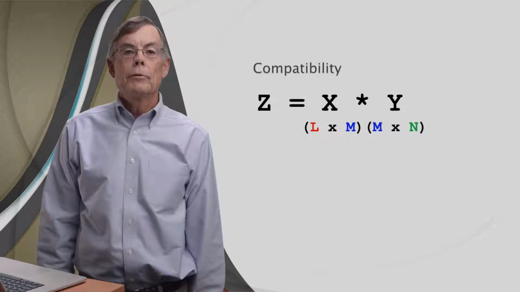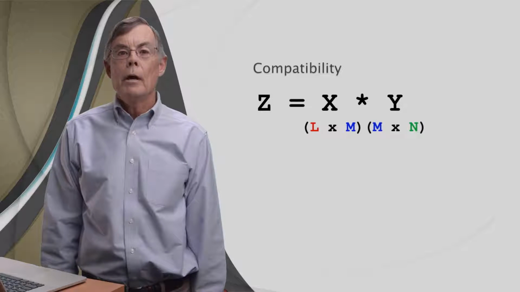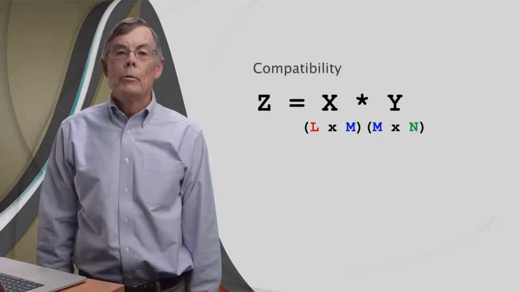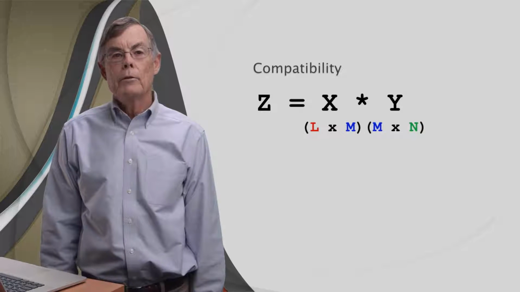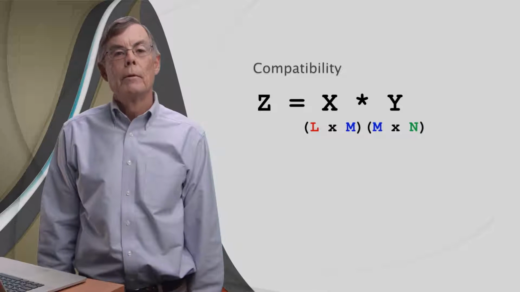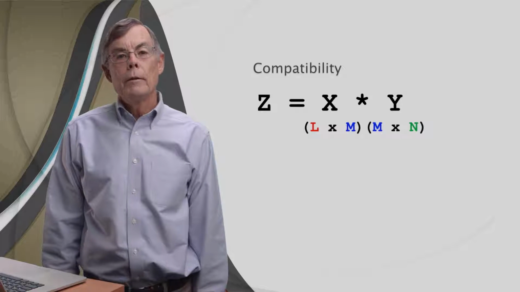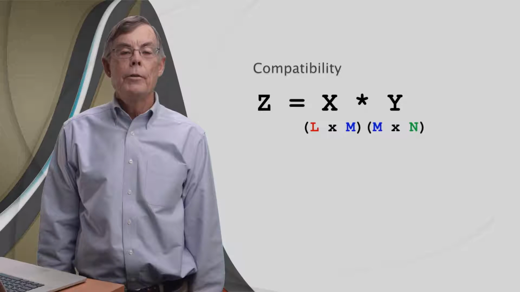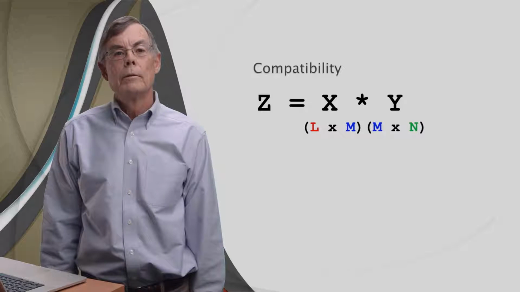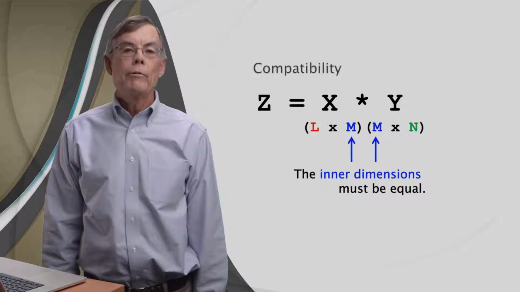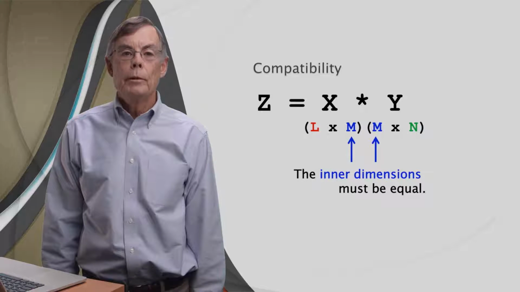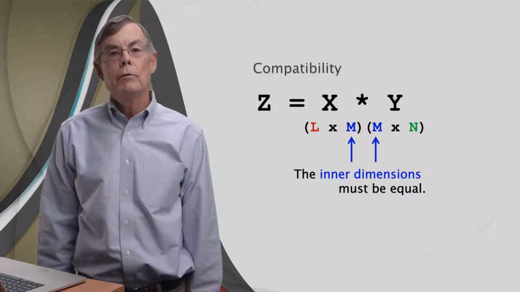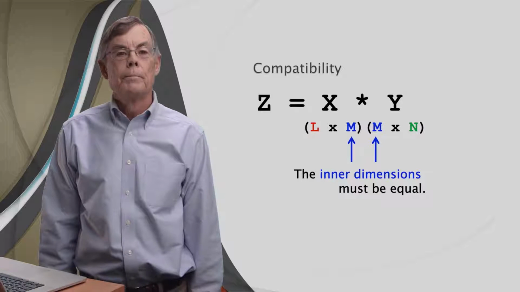If we drop the schematics and put the dimensions under x and y in the matrix multiplication operation, we notice that there are 2 dimensions next to each other that are equal, the 2 blue M's. Because of the way that these M's are situated between the L and the N, they are called the inner dimensions of x and y. And that provides a simple way to state the compatibility rule for matrix multiplication. We simply say that the inner dimensions of x and y must be equal.